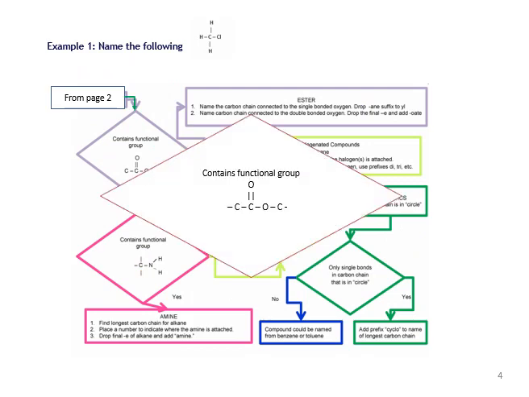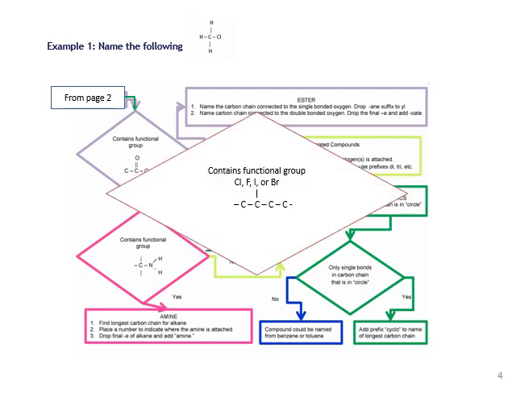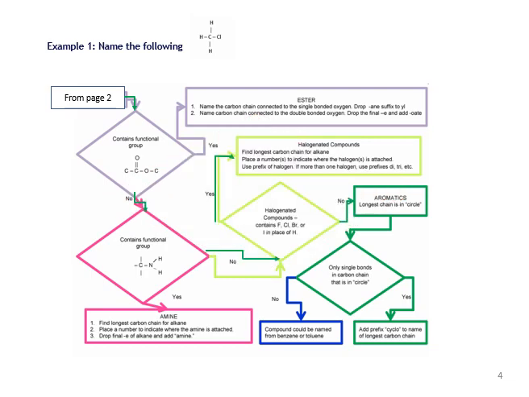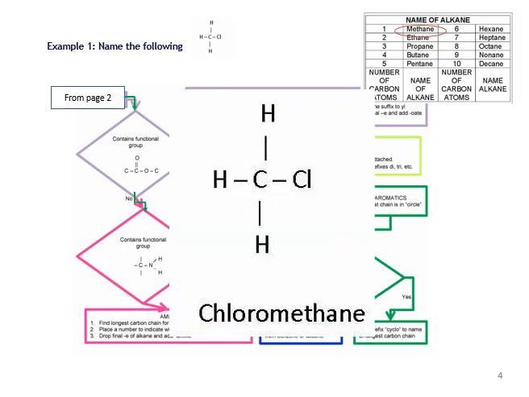It's not an ester, nor is it an amine. It is a halogenated hydrocarbon. Find the longest hydrocarbon chain. In this case, it's methane. Number the halogen. We only have one carbon, so you don't have to number this one. Use the prefix. This is chlorine, so we're going to use chloro. So this is chloromethane.